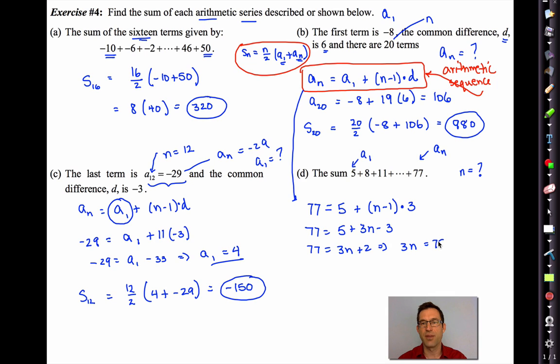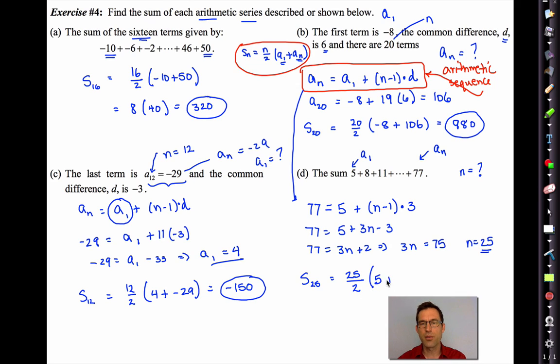3n is going to be 75, and n is going to be 25. We have 25 terms. Now let's take a look at the sum. This is kind of funky, actually, 25. Because even though we have 25 terms, therefore we have an odd number of terms, this still works just fine.